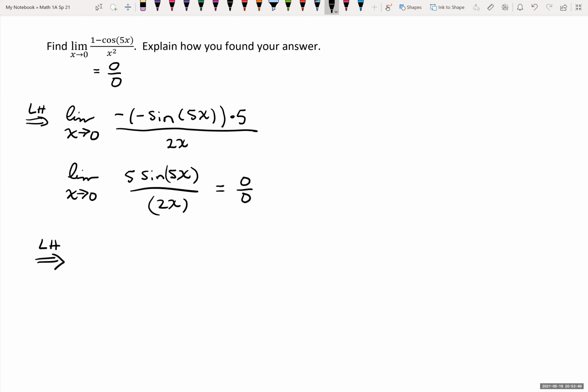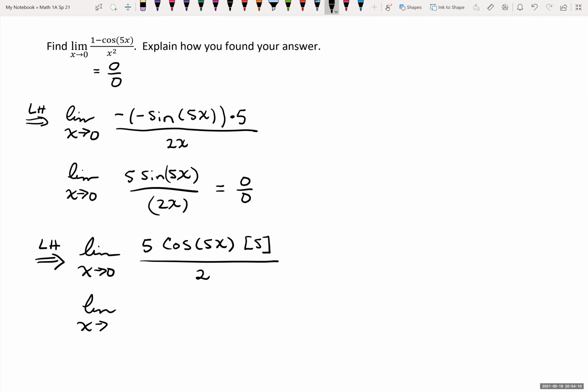So the derivative of the numerator, the derivative of sine of 5x, well, that's cosine of 5x times the derivative of the inside, which is 5, all over the derivative of 2x, which is 2. So we're looking at the limit of 25 cosine of 5x all over 2. Well, cosine of 0 is 1, so we have 25 times 1 all over 2, which is 25 halves.